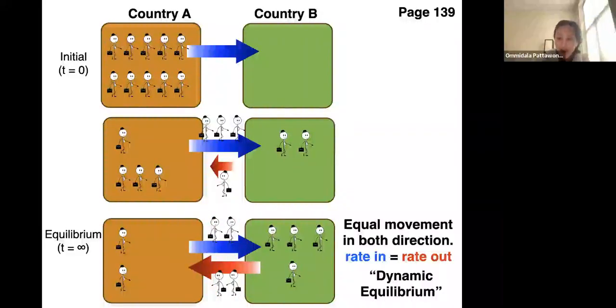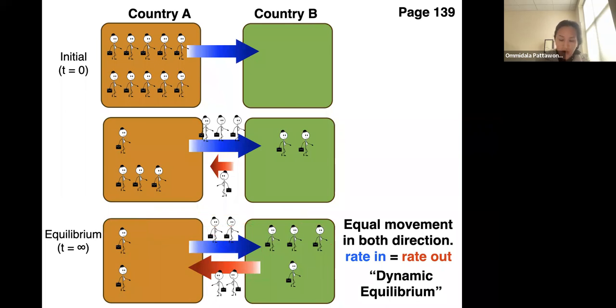Please note that at dynamic equilibrium, the population between the two countries doesn't have to be equal. The only thing that needs to be equal is the rate that people are moving in and out. To tie this back into a chemical reaction, you are going to observe the same thing. If you call this the reactant and this the product, you are going to observe that at equilibrium, the rate going forward is the same as the rate going in the reverse direction, but the amount of the product or the reactant doesn't have to be the same. Only the rates have to be the same.